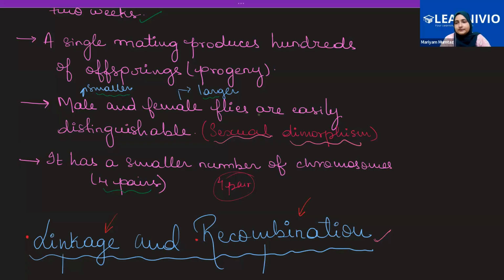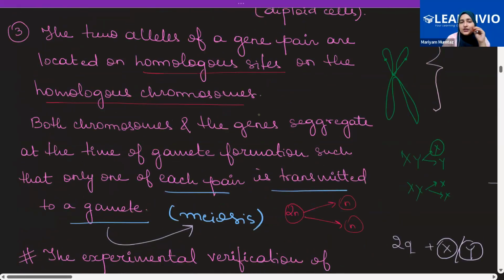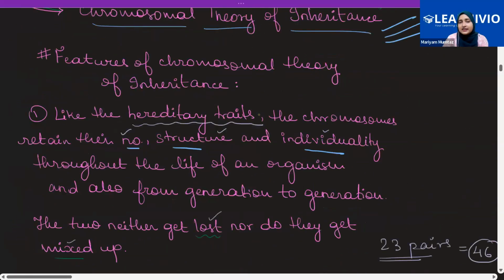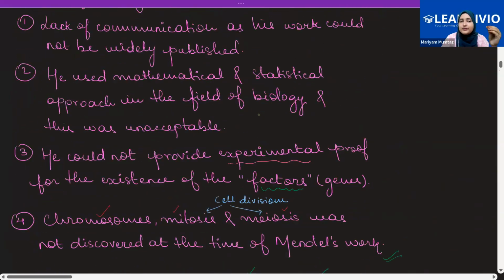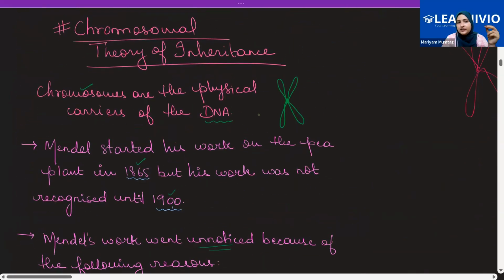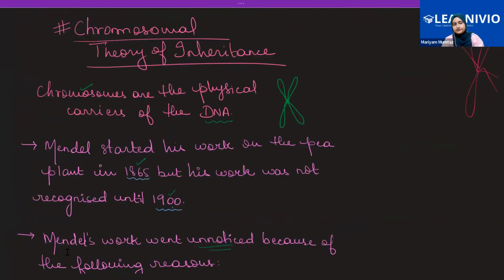Clear? Yes, ma'am. Any doubts? No, ma'am. All right. Now you can note it down. So this was the chromosomal theory of inheritance that told us that the genes and the behavior of the chromosomes go hand in hand. Clear? Yes.